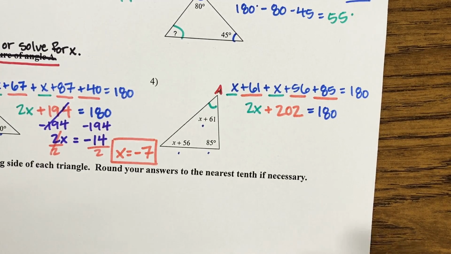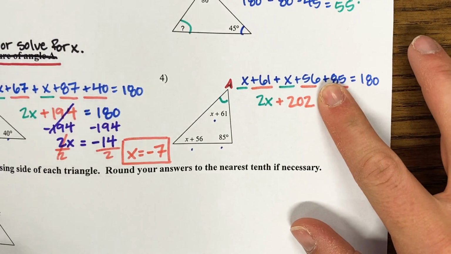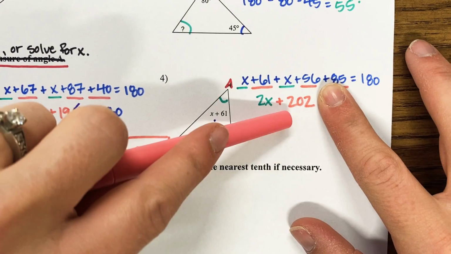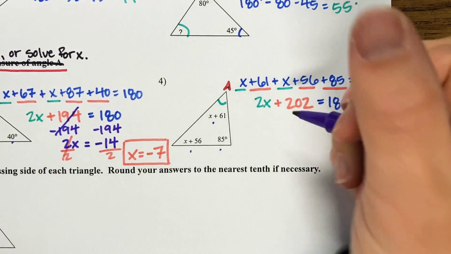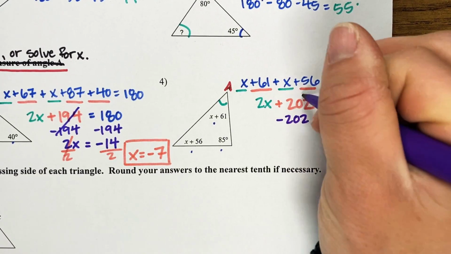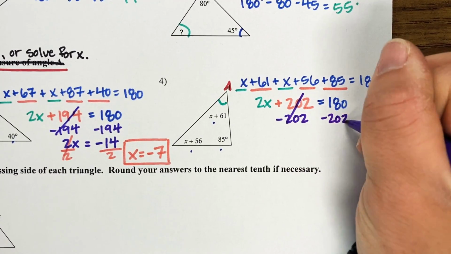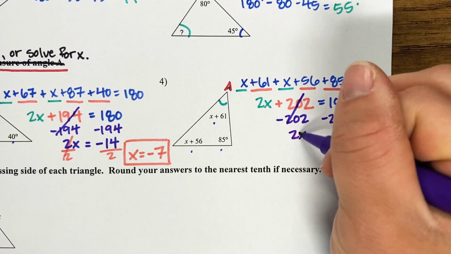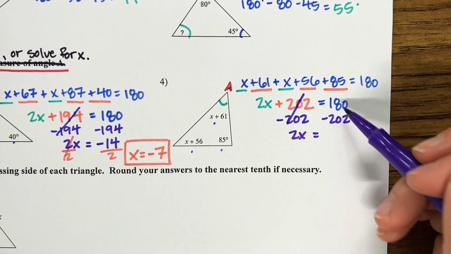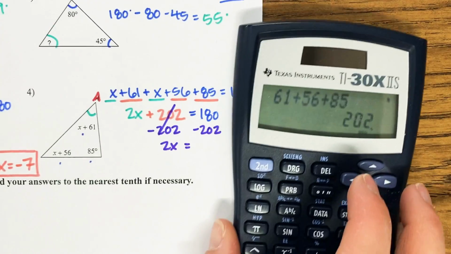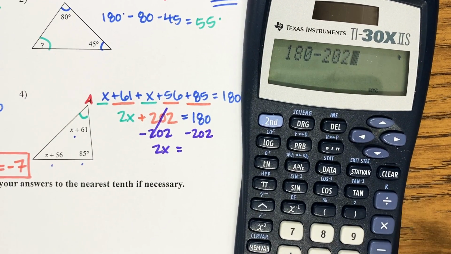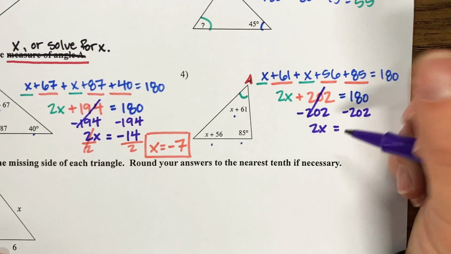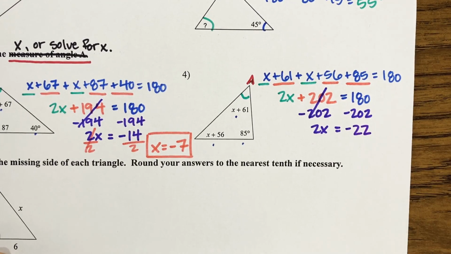Okay, so now looking at this side of my equal sign, I need to get rid of my plus 202 first. Okay, well, the opposite of plus 202 is subtract 202. Okay, so I have 2x left over on this side. What is 180 subtract 202? You can do this in a calculator. 180 minus 202 is going to give me negative 22.